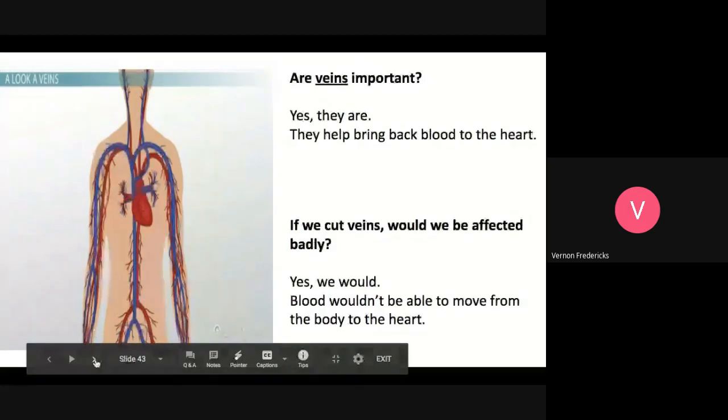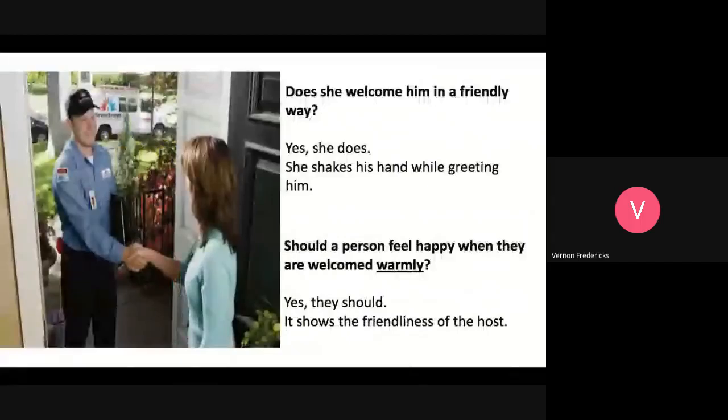Okay, next slide. The vocab word is warmly. Question 1. Does she welcome him in a friendly way? Yes, she does. She shakes his hand while greeting him. Should a person feel happy when they are welcomed warmly? Yes, they should. It shows the friendliness of the host. So warmly is welcoming somebody in a nice way.